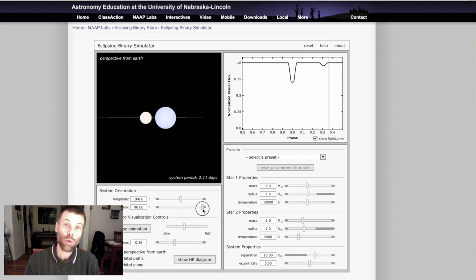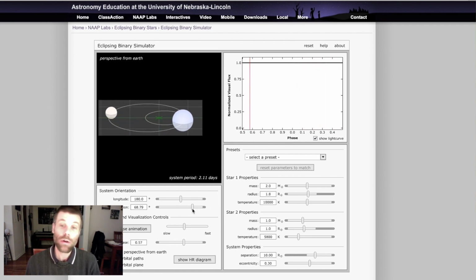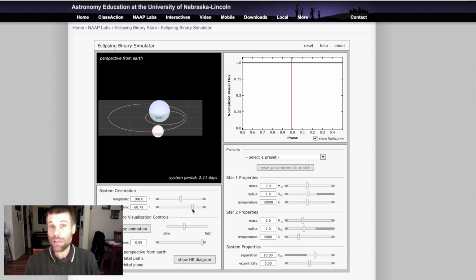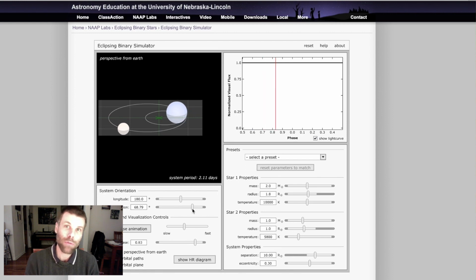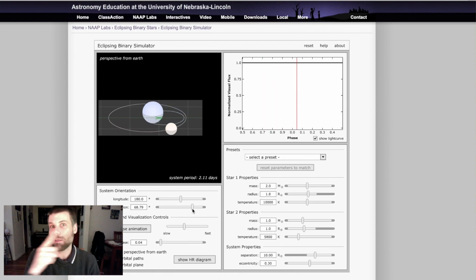That's showing you the total light coming from these two stars as a function of time. It's been labeled phase on the x-axis. That's basically a way of saying where we are in the orbit. And you'll notice as time continues to pass, that red line comes across and then it resets and just keeps going.